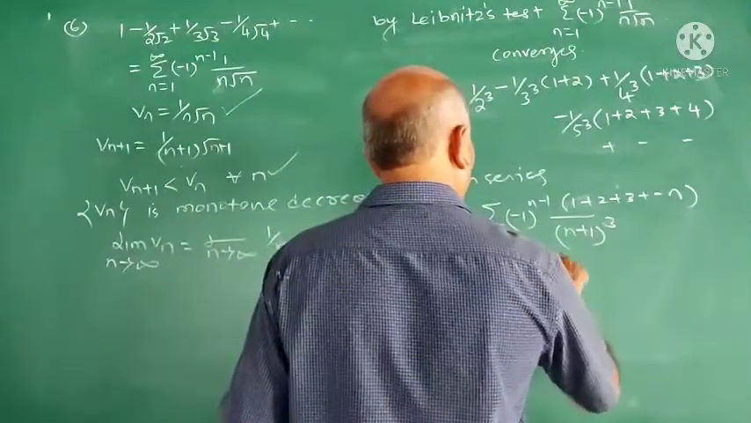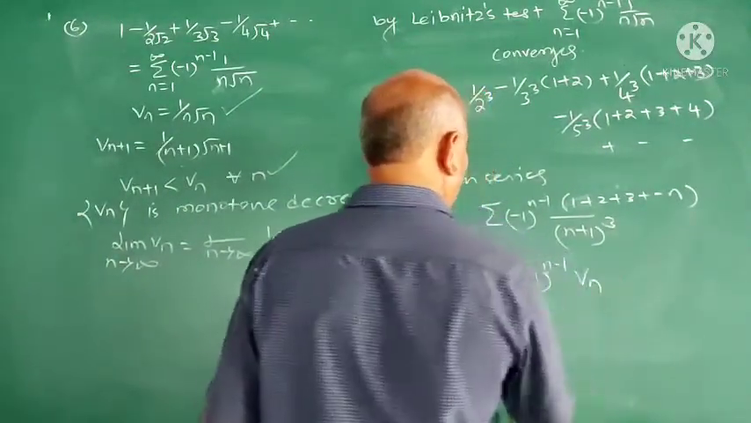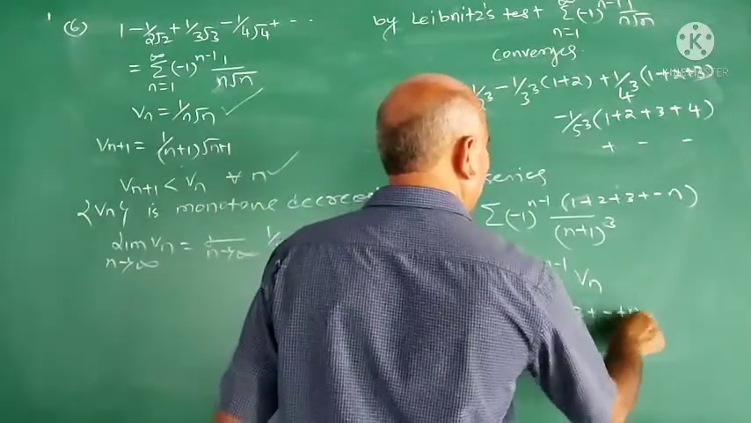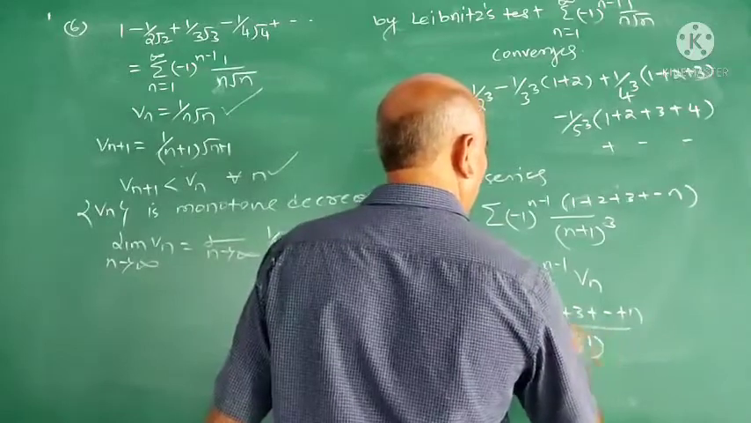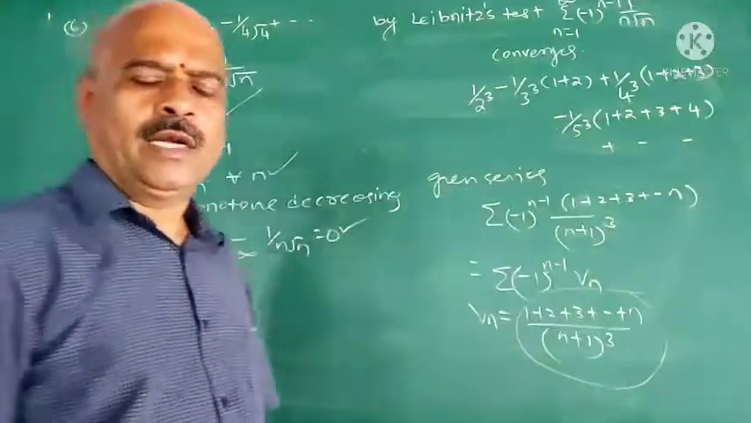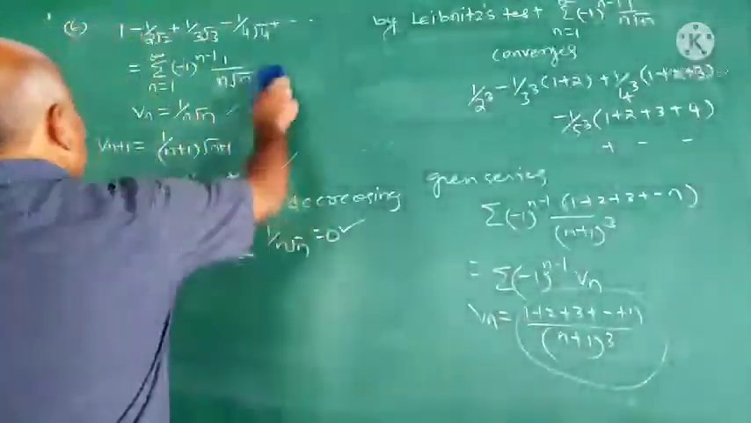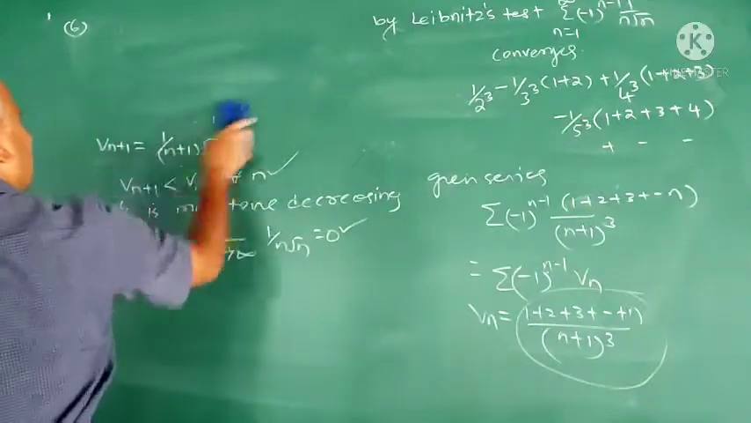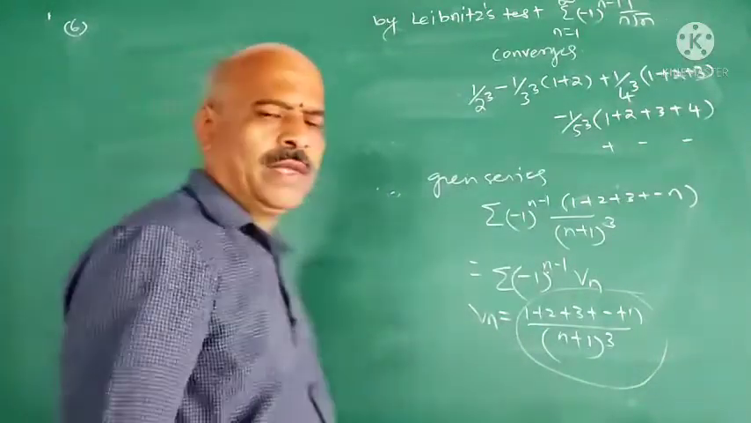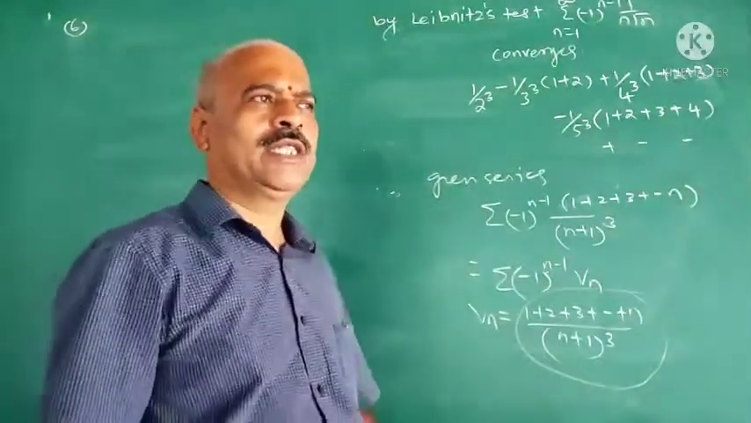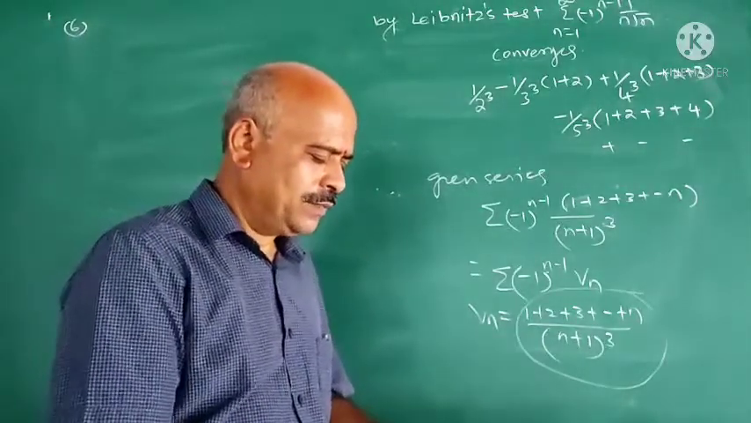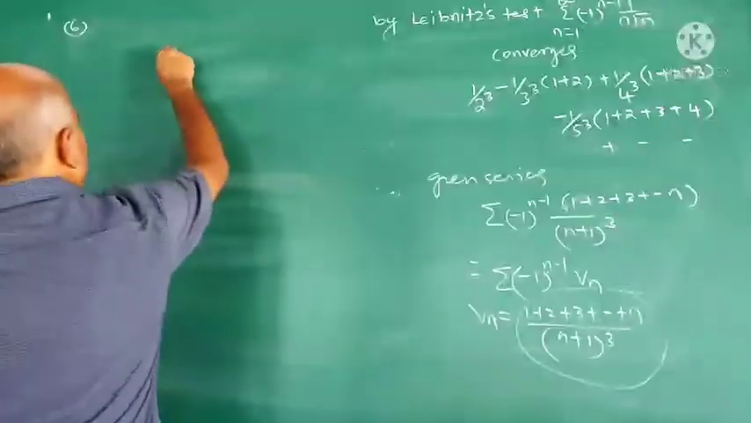Sigma minus 1 raised to n minus 1 Vn. What is Vn? Vn is 1 plus 2 plus 3 etc. plus n upon n plus 1 whole cube. Now you have to verify whether it is monotone decreasing, and limit Vn is 0. If the two conditions are satisfied, both the conditions are satisfied, then using the Leibniz test, you can say that it converges. And answer is here, this converges.